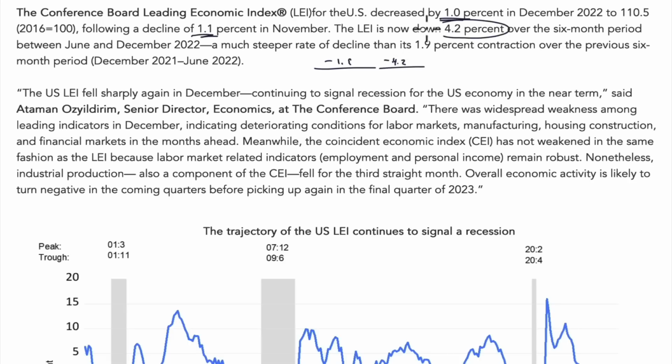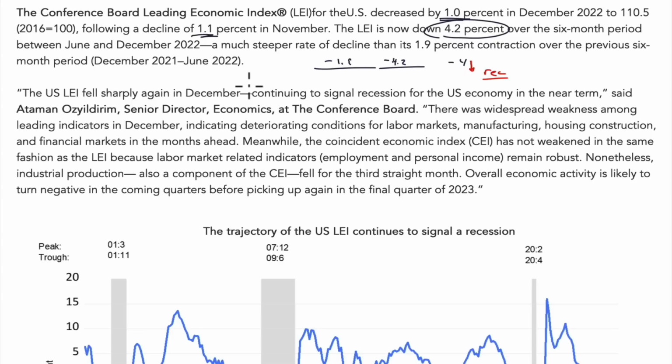This 4.2 is important because it is past the negative 4% line, and we'll see in the chart below what the 4% line means. Every time a 6-month decline in LEI has exceeded negative 4%, you have had a recession. It is not just a recession signal anymore, it then becomes a recession warning. Let's see what other narration we have here.